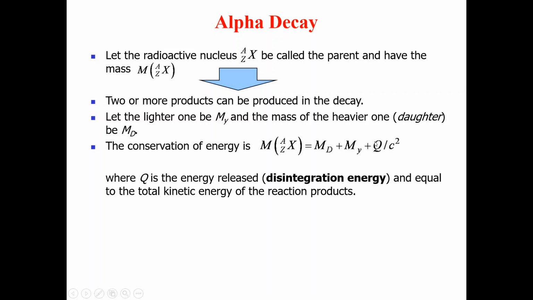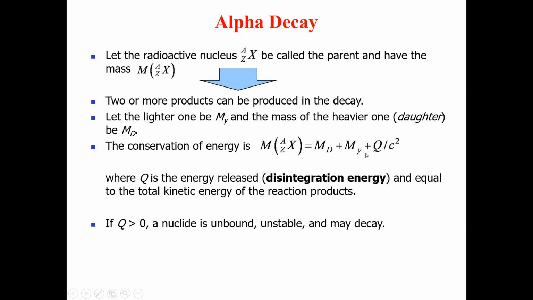So what does Q mean here in this particular conservation of energy relation? Q is the energy release. We call it the disintegration energy, where the mass difference between the parent and the daughter nuclei is converted into energy. That's why we call this Q the disintegration energy, and it is equal to the kinetic energy of the reaction products.